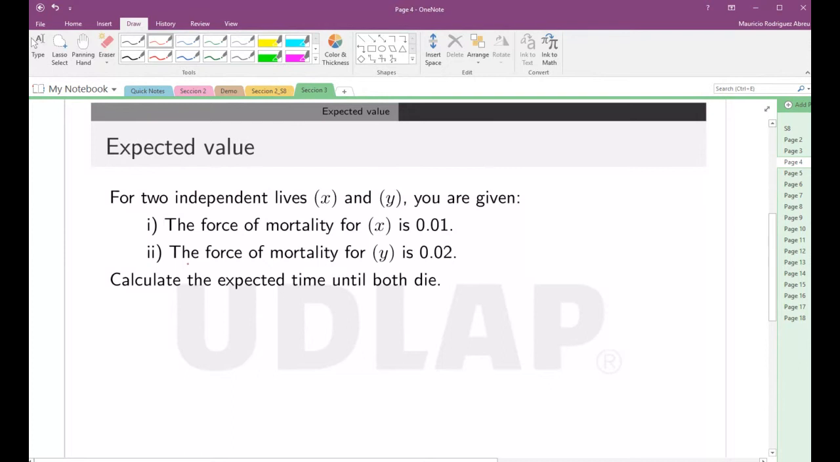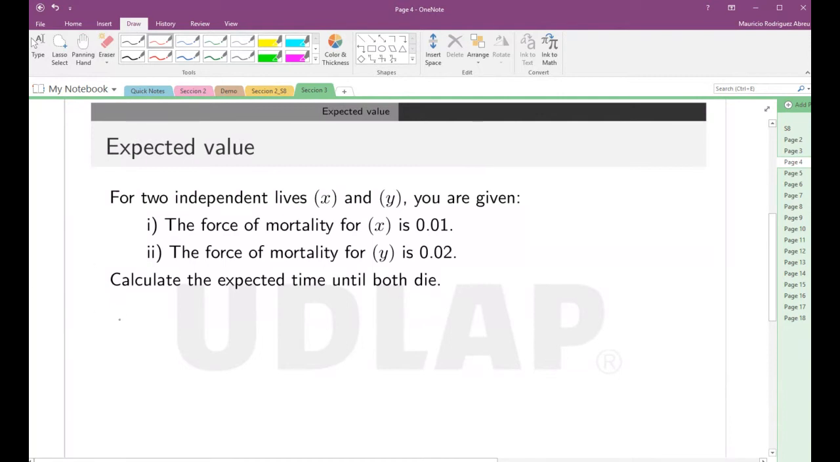Okay, we have two independent lives, a person age x and a person age y, and we know that the force of mortality for x is 0.01. So for any value of x, that's the force of mortality, and the force of mortality for y is 0.02. Let's estimate the expected time until both die, essentially the last death of these two individuals.